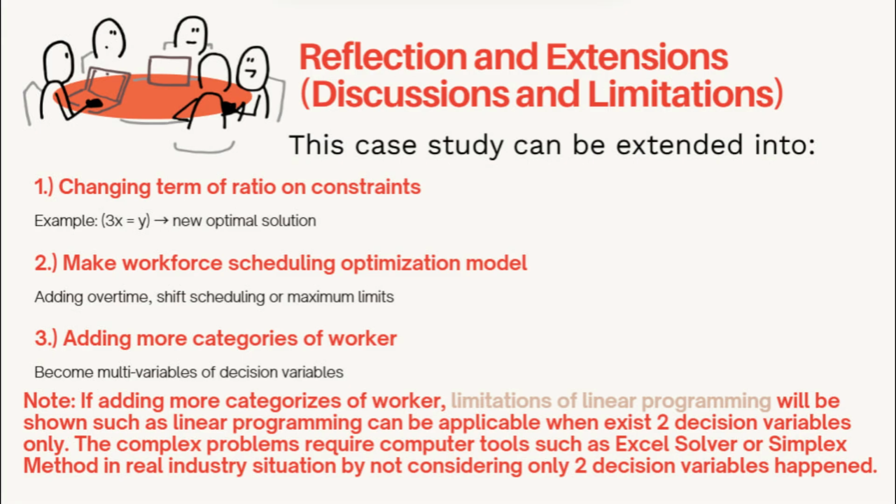If there are more than 2 types of workers, even though the graphical method is simple and rigid, it only works for 2 variables. Most common problems require a computer solver or the simplex method to solve.